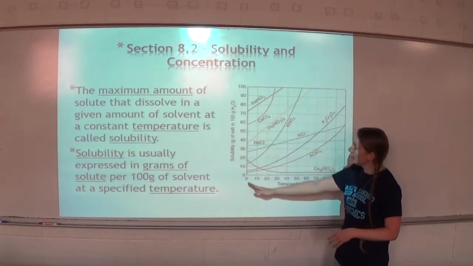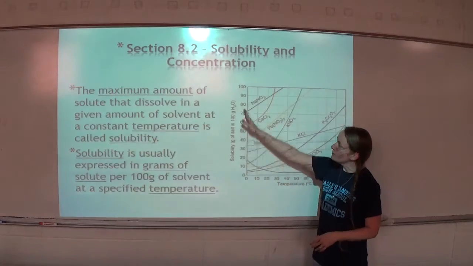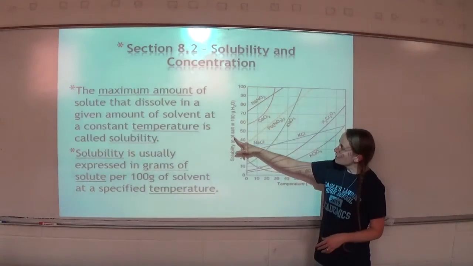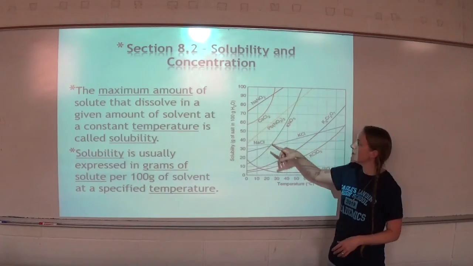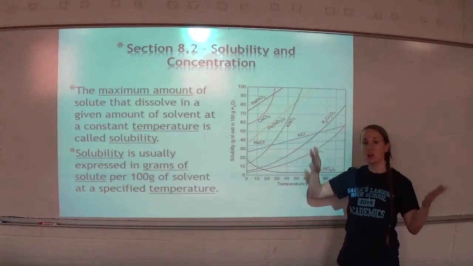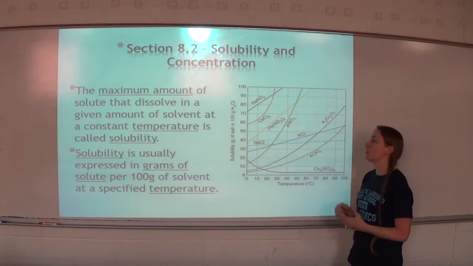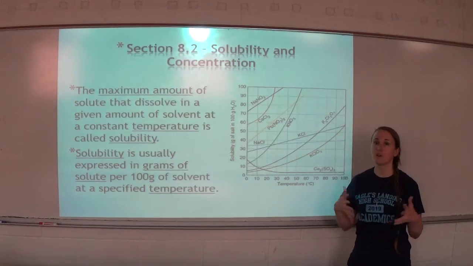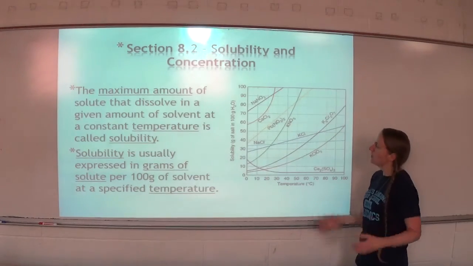So this is an example of a solubility chart. You have your temperature across the bottom and your solubility, how many grams of salt in 100 grams of water. Now when we say salt, we don't just mean NaCl. A salt is a category of compounds in chemistry. And a salt is made from a neutralization reaction of an acid and a base. You don't need to know about that yet.